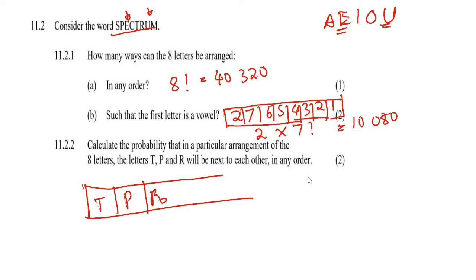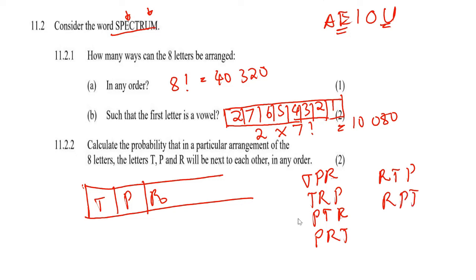It can be in this way, that's TPR, can also be as TRP, right? And then can be PTR, or can be PRT, right? Or it could be RTP and then RPT, right? So this is in any order. That means to arrange these three letters TPR in any particular order, this would be 3 factorial. 3 factorial means that we're going to have 6 possible ways. As you can see from here, these are 6 possible ways. So we're going to say 3 factorial for this TPR.